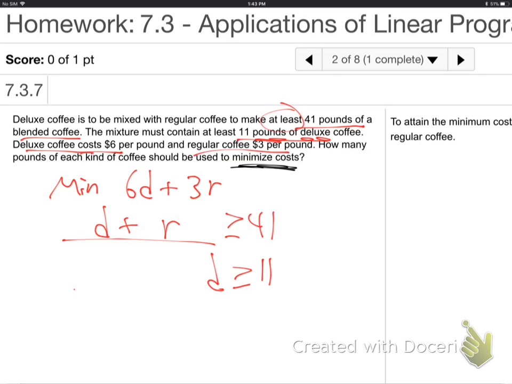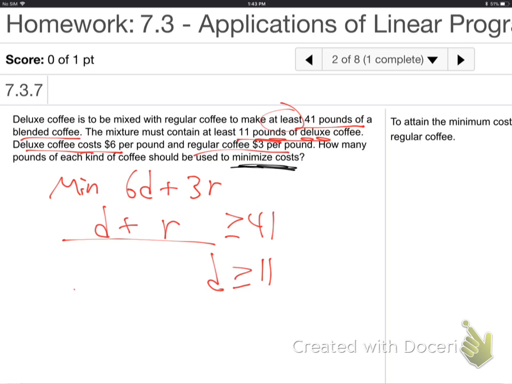So again, first step is to identify if it's a minimum or maximum. Write down what they're saying. Cost 6D plus 3R. And then minimum, these are greater because it's always opposite. Maximum less, minimum greater, it's opposite. And then it just said 11 pounds of deluxe, 41 pounds of the two together.